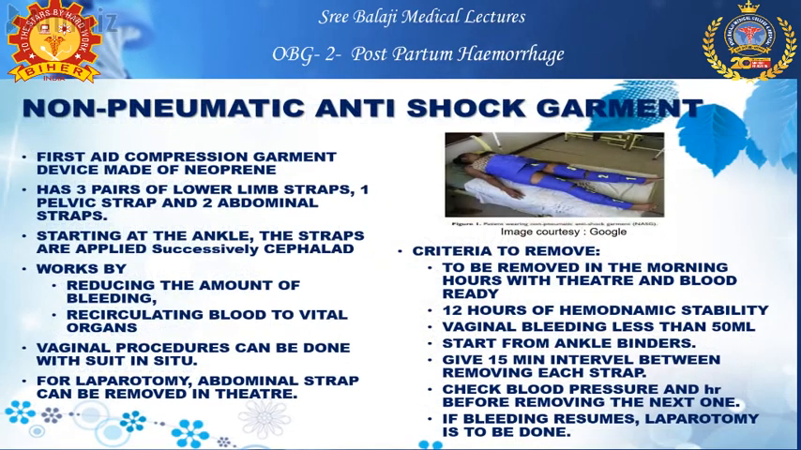Non-pneumatic anti-shock garment. It was introduced as a primary care measure to be done even by healthcare workers. It is a first aid compression garment made of a synthetic material called neoprene. It has 3 pairs of lower limb straps, 1 pelvic strap and 2 abdominal straps. It is to be applied from the ankle. The straps are applied successively and carefully. It works by reducing the amount of bleeding and recirculating the blood to vital organs.